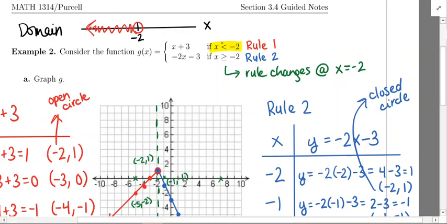And then rule 2 comes in. X can actually equal negative 2 there, so we fill it in. And then this rule covers all x values bigger than negative 2. So you can see the domain is going to be all real numbers.